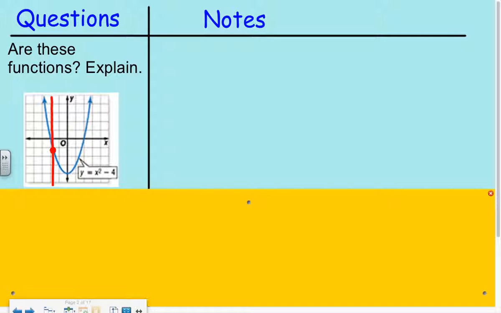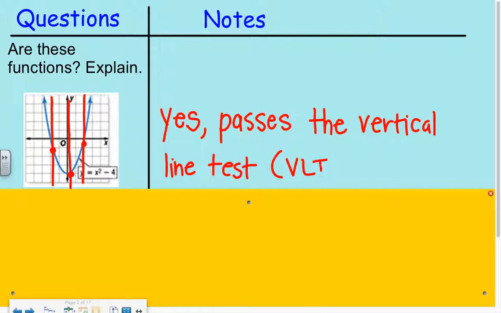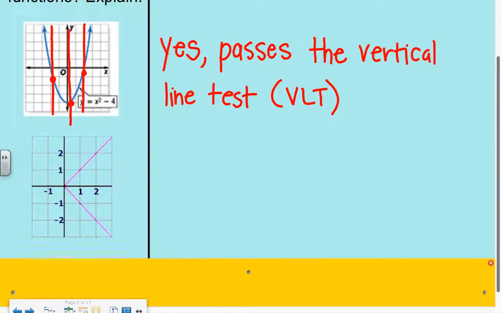So I'm going to move from left to right, make another vertical line. My red line touches the blue line only once. So yes, it's still a function. Let's do one more line. My red line intersects my blue line again only once. So it is a function. So this one is yes. And the reason why is because it passes the vertical line test, or VLT. So the reason why it's called the vertical line test is you're going to draw vertical lines on your graph. If your vertical line touches your graph only once, it's yes. If it touches it more than once, it is no. And you'll see what a no looks like in a moment here.